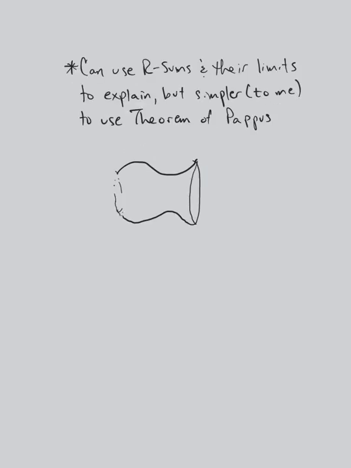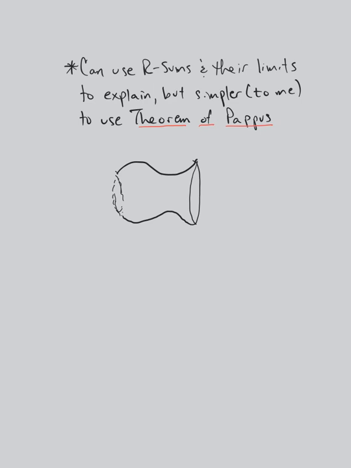Now we can explain how to do this with Riemann sums and taking limits of Riemann sums. You can read in a book about how it works that way. But to me, it's a lot easier to understand with the idea of what's called the theorem of Pappus. If you look that up, it's stated a lot more generally, where it might not be obvious to see what's going on. But let's take this diagram of what we drew last time.